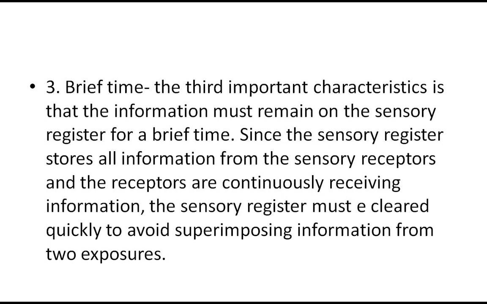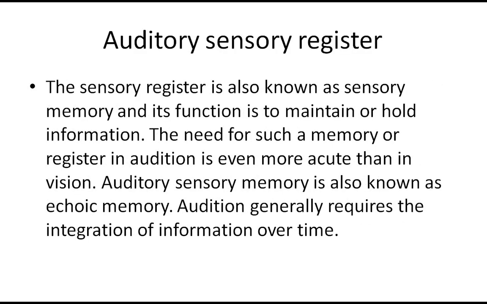And the third one is brief time. The third important characteristic is that the information must remain on the sensory register for a brief time. Since a sensory register stores all information from the sensory receptors and the receptors are continuously receiving information, the sensory register must be cleared quickly to avoid superimposing information from two exposures.